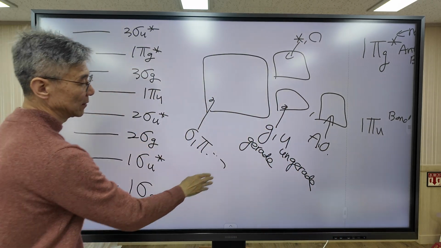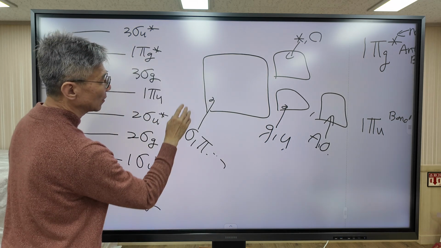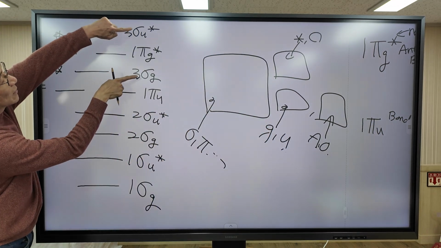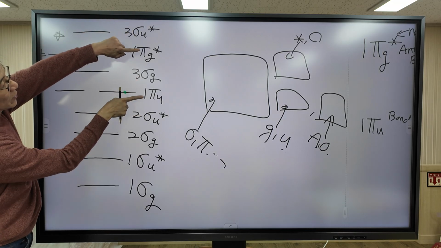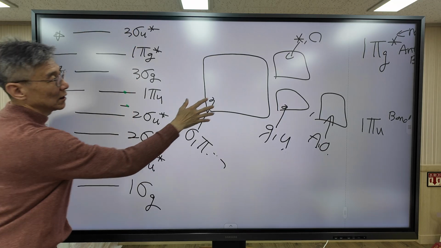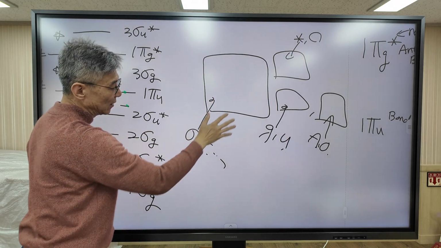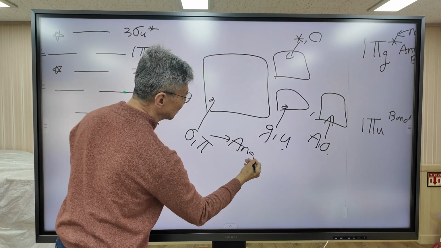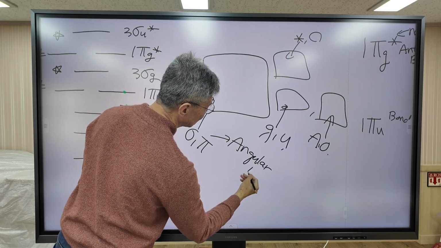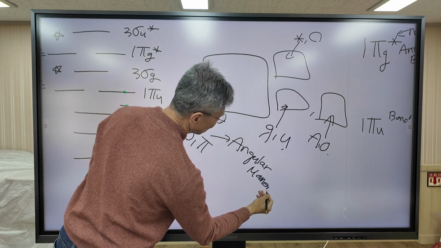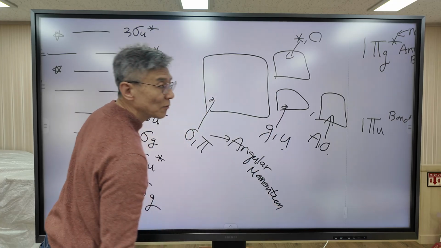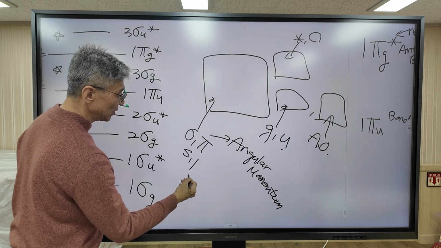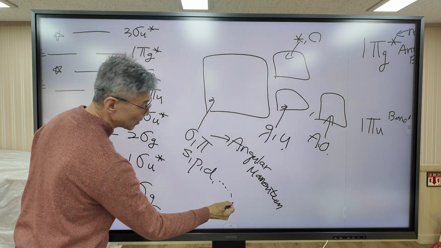Now this part here, gerade, this orbital, sigma orbital, this orbital, pi orbital. Here, sigma or pi appears. Now, sigma and pi are related to angular momentum. When we talk about atoms, s orbital, p orbital, d orbital, and so on.